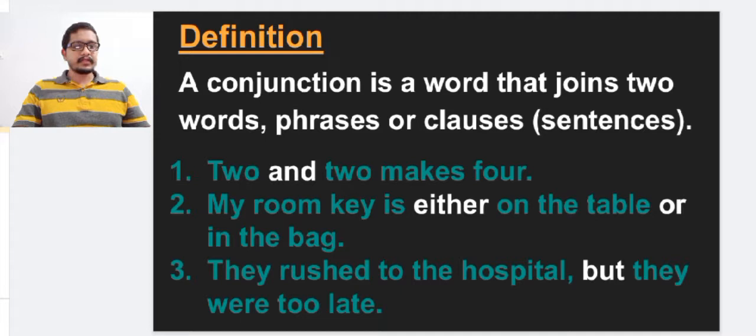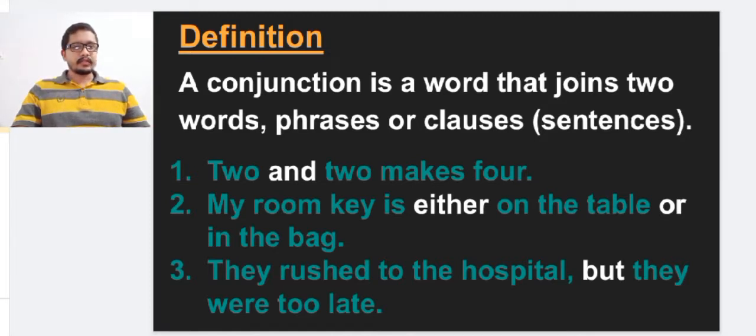They rushed to the hospital but they were too late. Here the sentence is made up of two clauses. The first one is 'they rushed to the hospital'. The second one is 'they were too late'. Both the clauses are meaningful and give sense. So both these clauses are connected by the conjunction 'but'. So in these three ways we can connect conjunctions with other words.